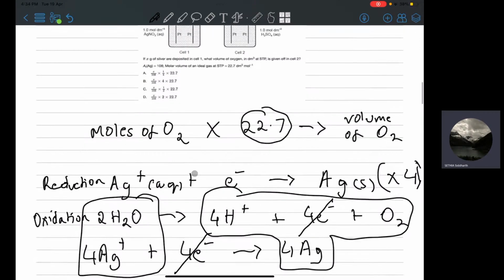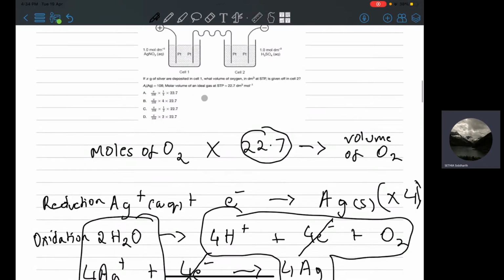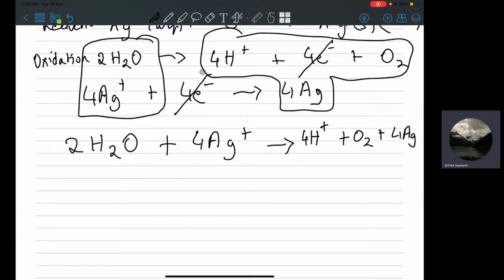Now they've told us something else in the question. They've told us that you have X grams of silver deposited in cell 1. So you have X grams of silver which are deposited in cell 1. So this is our silver, this is our product that's been deposited.